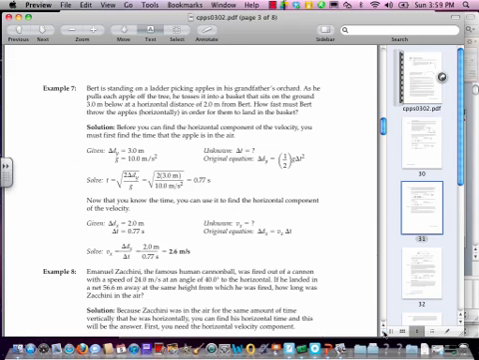Bert is standing on a ladder picking apples in his grandfather's orchard. As he pulls each apple off the tree, he tosses it into a basket that sits on the ground 3 meters below at a horizontal distance of 2 meters from Bert. How fast must Bert throw the apples horizontally in order for them to land in the basket?